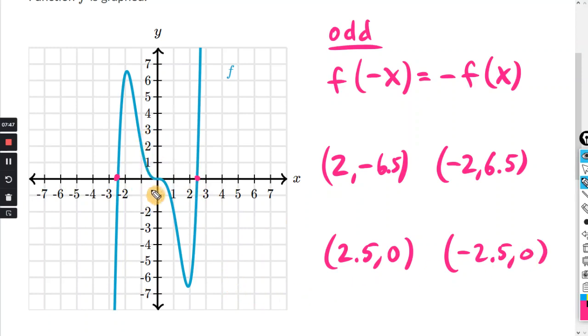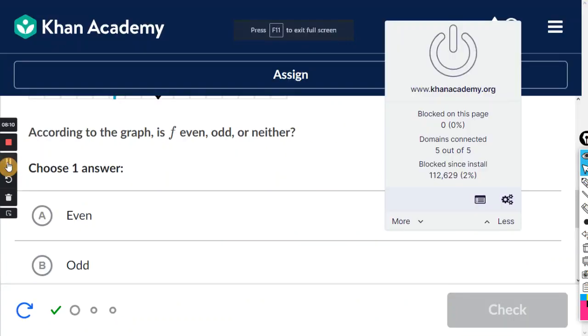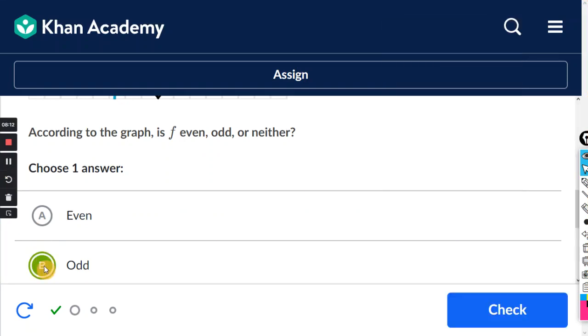All right, one more. If we go to x equals positive 1, the y-coordinate is negative 2. And if we go to x equals negative 1, the y-coordinate is positive 2. All right, I think we proved it with enough points that it's an odd function. So just scroll down and select odd.